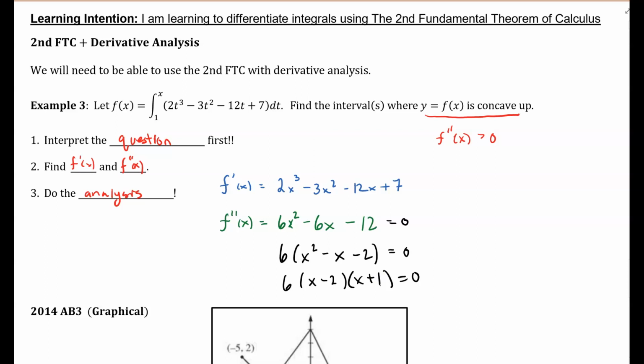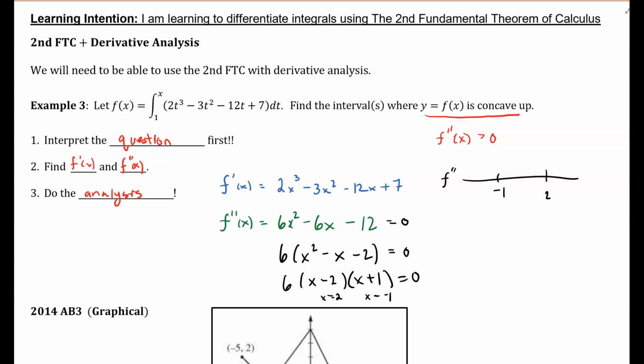If I were to draw an f double prime number line, it's going to be equal to 0 at x equals 2 and x equals negative 1. So here's negative 1. Here is 2. Okay, so where is it bigger than 0? Where is f double prime bigger than 0?